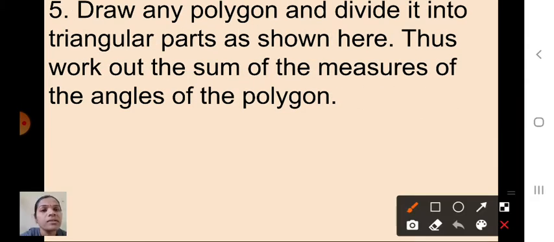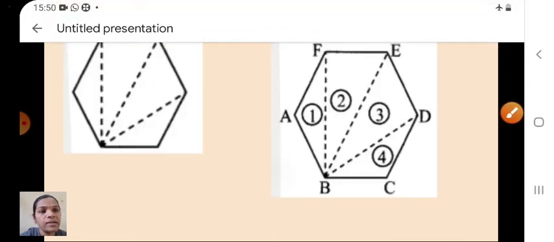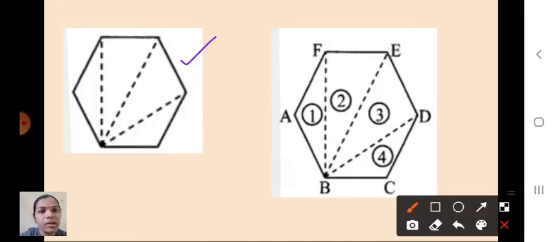See here, the sum of the measures of all the angles of that polygon we have to find. So for that, see here children, this is the given figure. Okay, and you have to divide it like this. How many triangles can we make? Like that we have to divide.